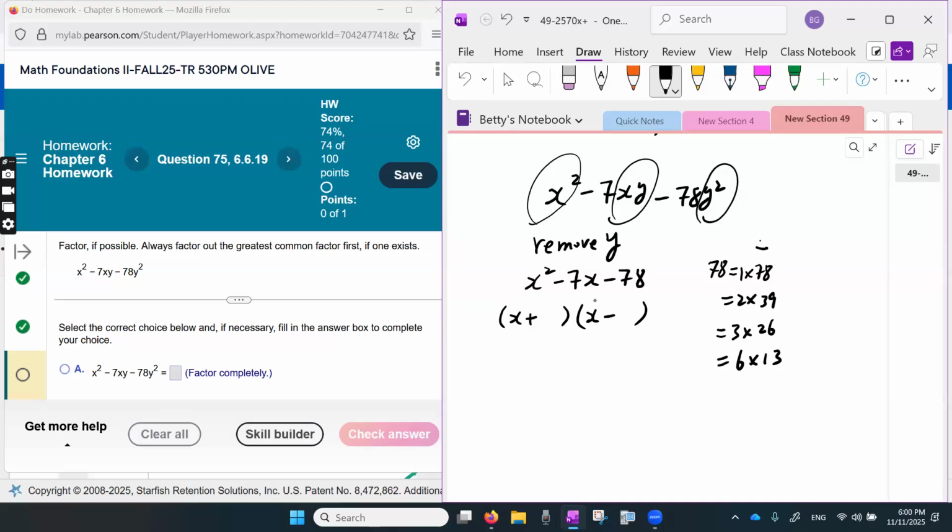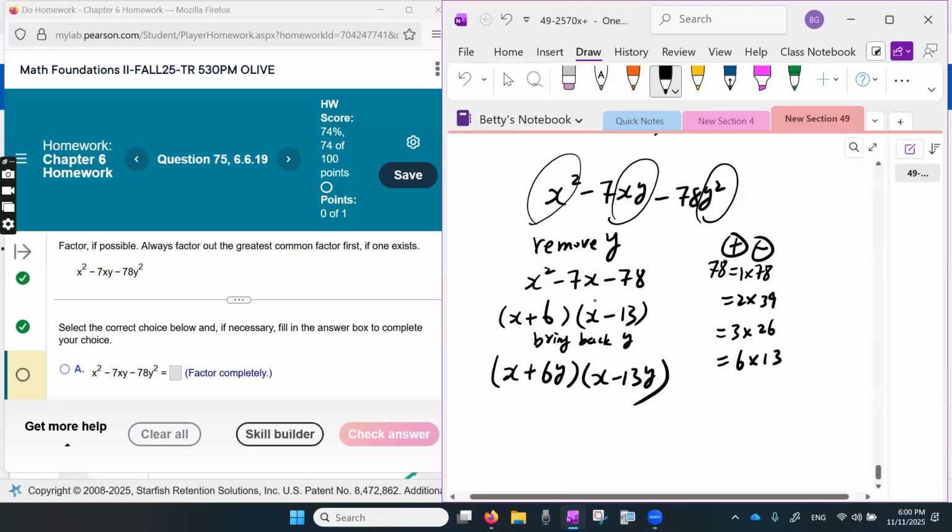And 1 negative, 1 positive is going to be positive 6, negative 13. All right? Positive 6, negative 13 multiplied to negative 78, add up to negative 7. And now we bring y back. Bring back variable y. So we have x plus 6y times x minus 13y.